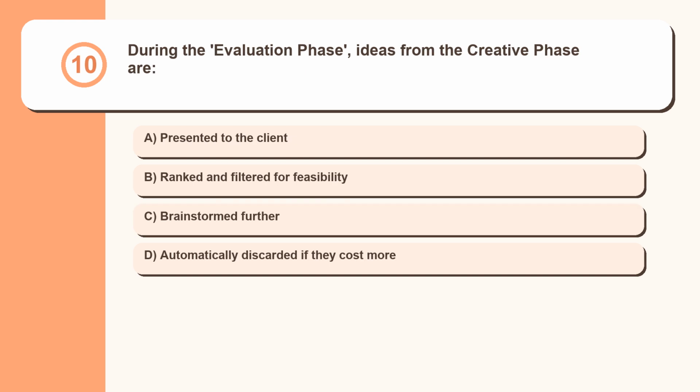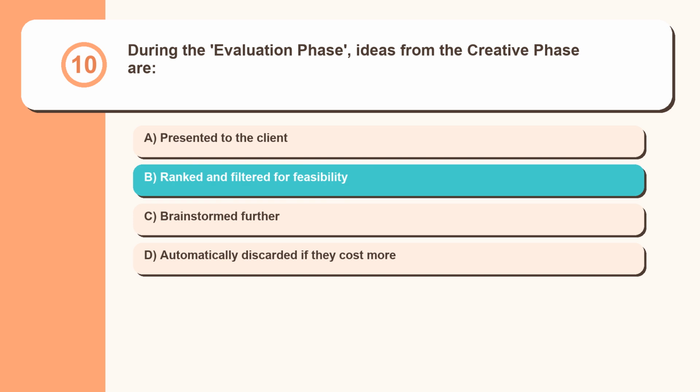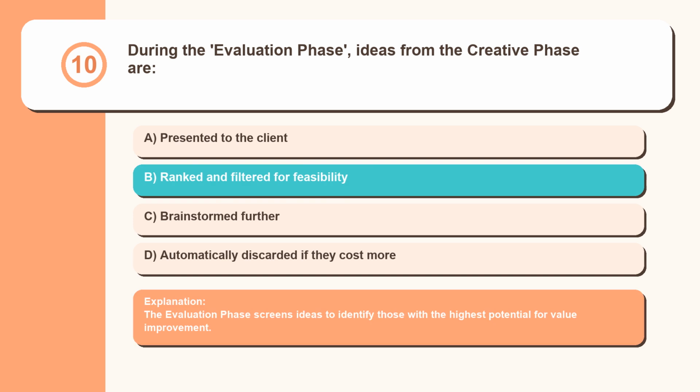Question 10. During the evaluation phase, ideas from the creative phase are presented to the client, ranked and filtered for feasibility, brainstormed further, automatically discarded if they cost more. The evaluation phase screens ideas to identify those with the highest potential for value improvement.